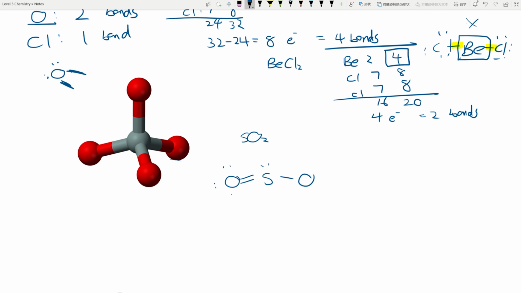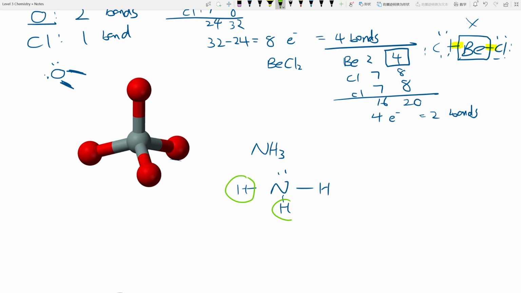No, this one's 3, not a good one. Let me choose NH3, so ammonia is probably the best one here. NH3. So how many regions of electron density does it have? 1, 2, 3, 4. So this has 4 regions of electron density.